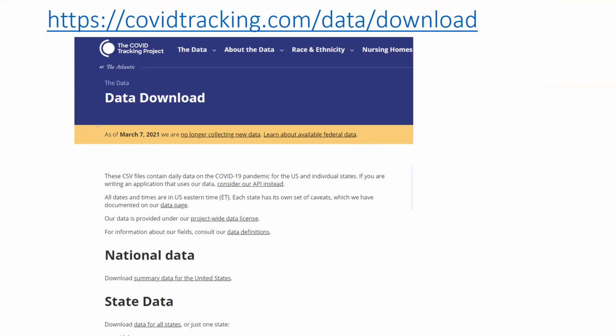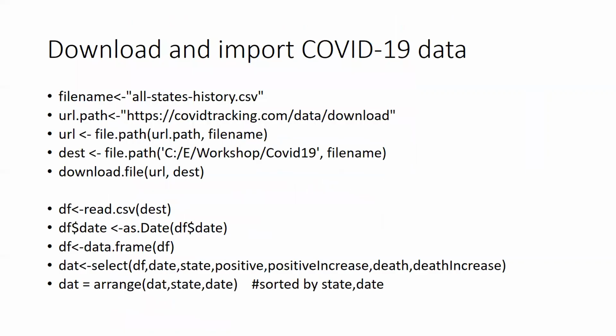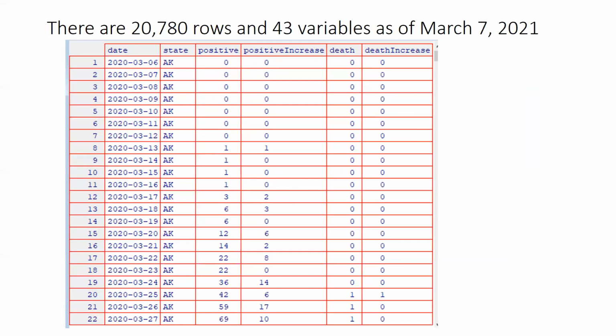Let's begin with COVID-19 data. Here is the website to download COVID-19 data for all 51 states, from the beginning back in March 2020 up to March 7th, 2021. I use an R program to download data and to import data into R for analysis. Here is the data view in R.